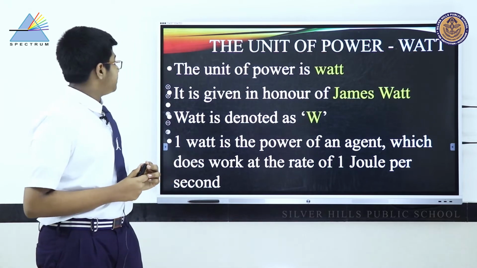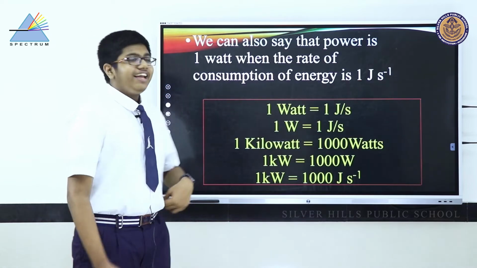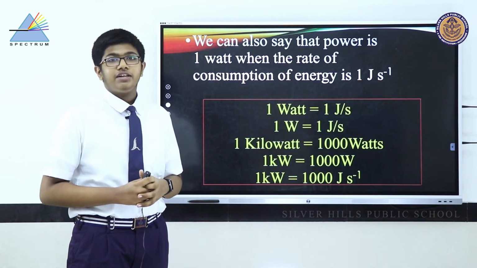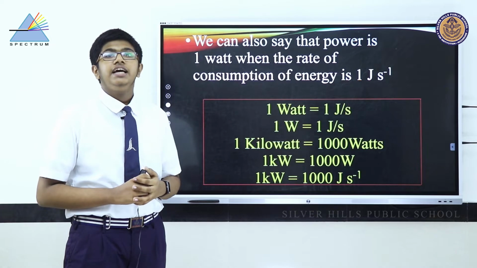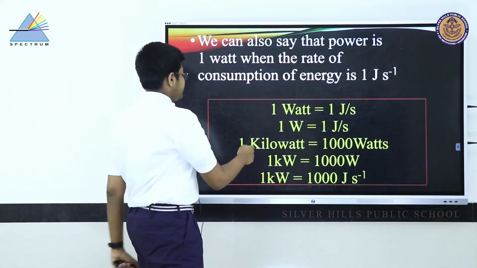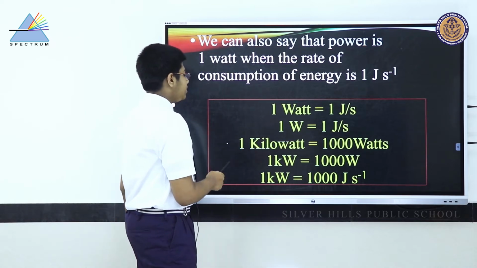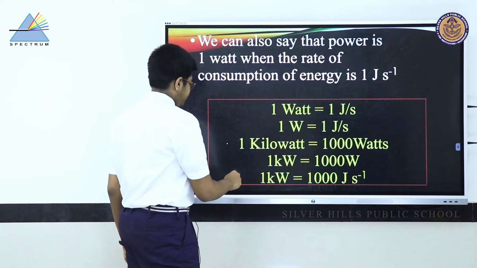1 watt is the power of an agent which does work at the rate of 1 joule per second. We can say that power is 1 watt when the rate of consumption of energy is 1 joule per second. 1 watt is equal to 1 joule per second, and 1 kilowatt is equal to 1000 watts, and 1 kilowatt is equal to 1000 joule per second.